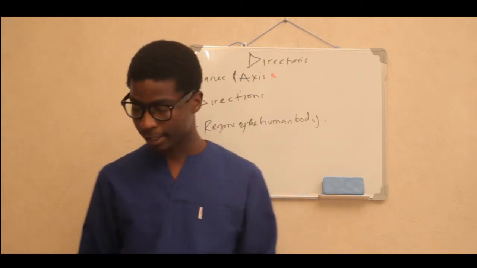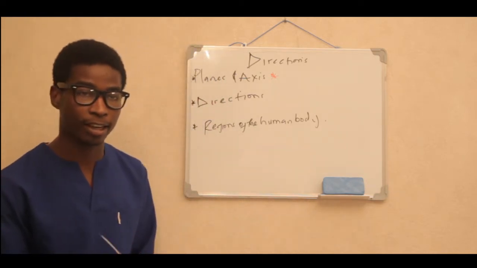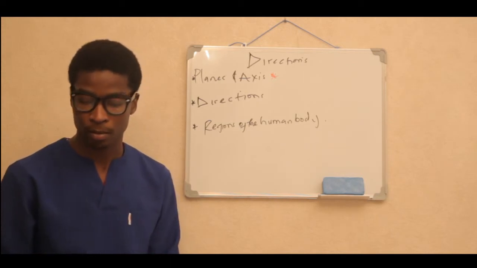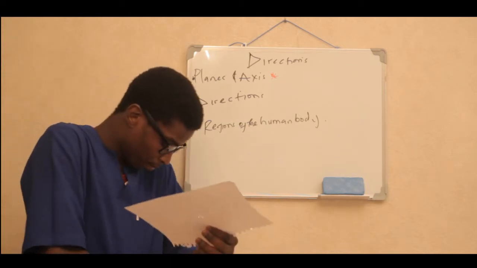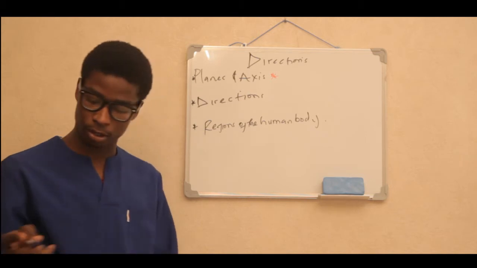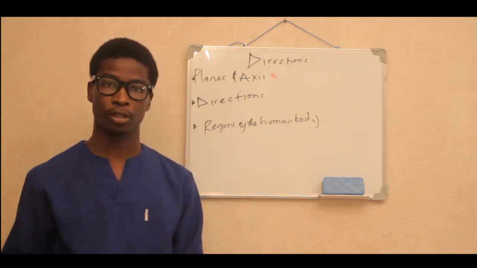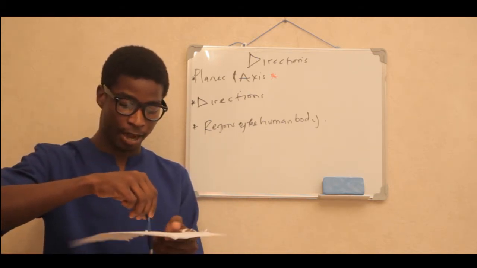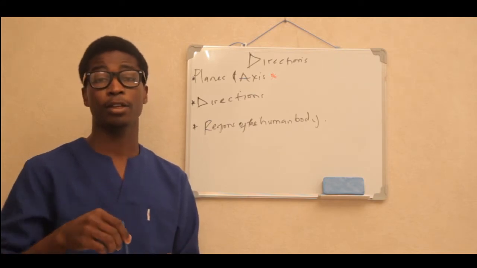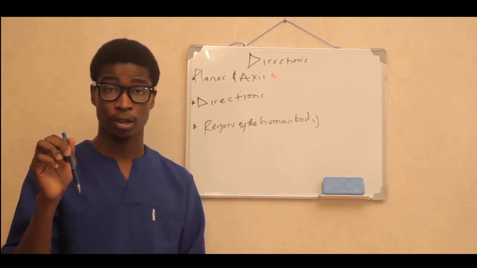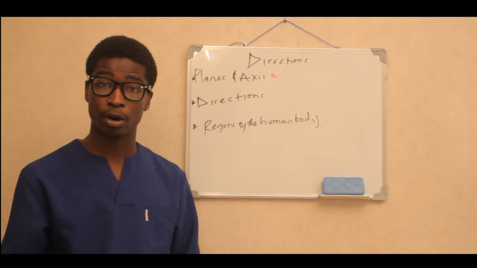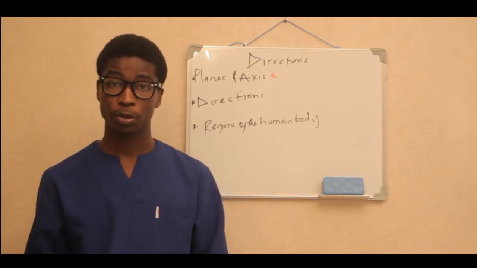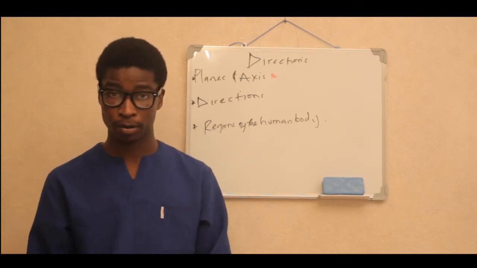An axis, like I said earlier, is just a straight line in which an object rotates. If this is my object and this is a straight line and the object rotates around it, I can definitely say that this is my axis. So we're going to see different types of axes around different planes. The first plane I'm going to start with is the horizontal plane.